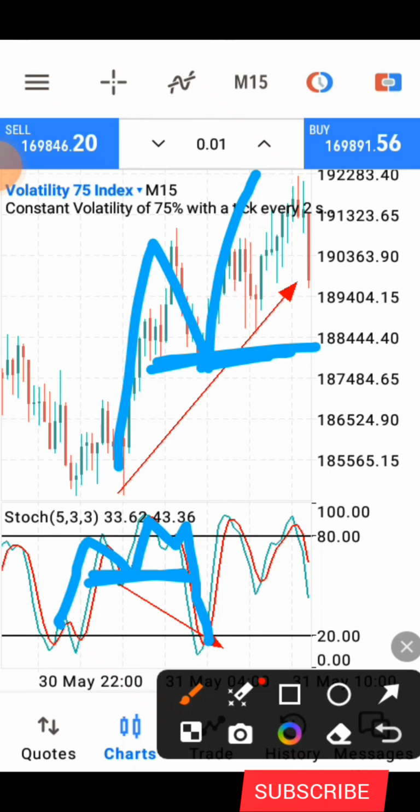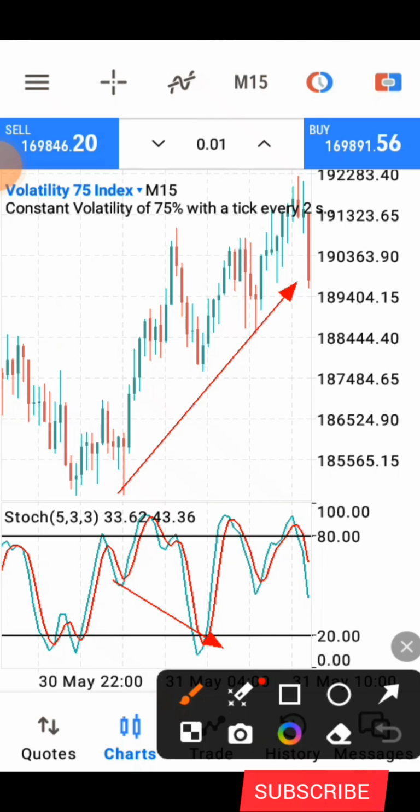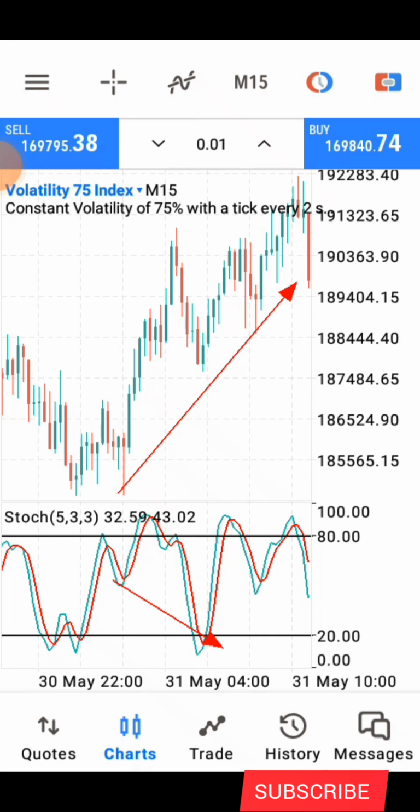Once you see that happen, what you want to do is to wait for it to get to the 20 level, right? Once it gets to the 20 level, you look for a buy entry. Either you wait for the stochastic oscillator green line here to cross above the red, and then you execute your buy entry, or you can look for a candlestick pattern and then use that to take your entry.